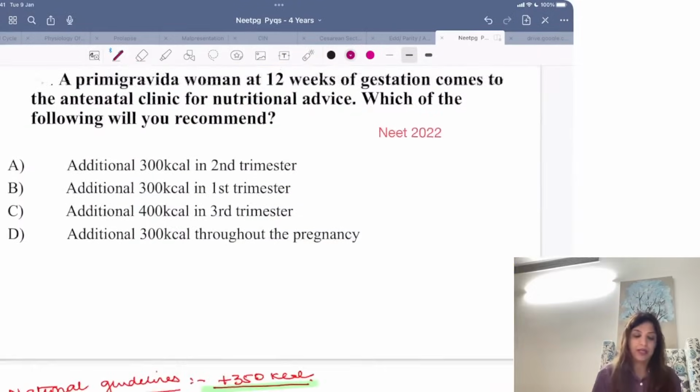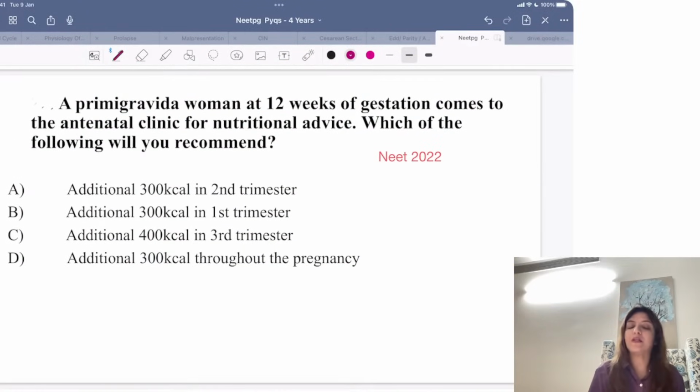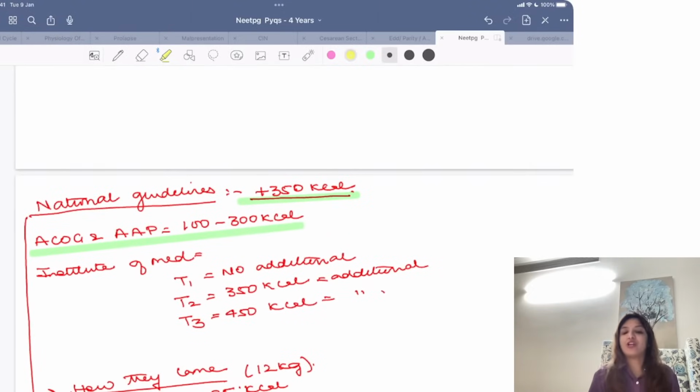Okay. Then this was a question which came in NEET 2022, and again it created a lot of controversies. A primigravida woman at 12 weeks of gestation comes to antenatal clinic for nutritional advice. Which of the following would you recommend? Now, till now our national guidelines said that throughout pregnancy you have to give 350 kilocalories additional. Throughout pregnancy, an additional 350 kilocalories have to be given.